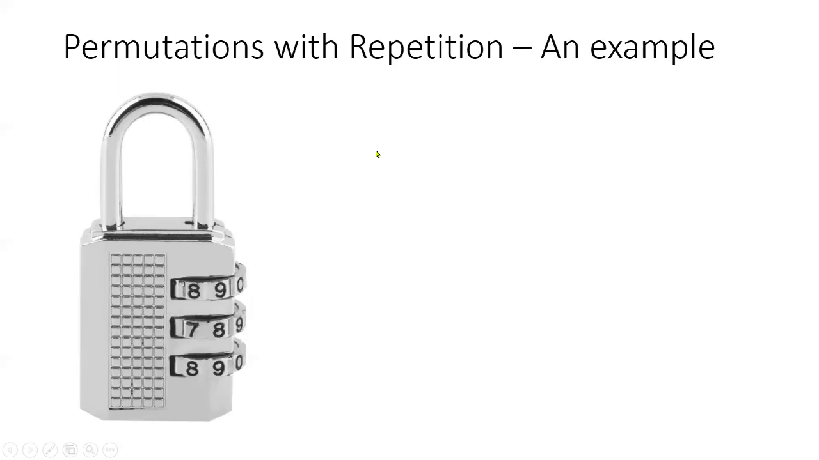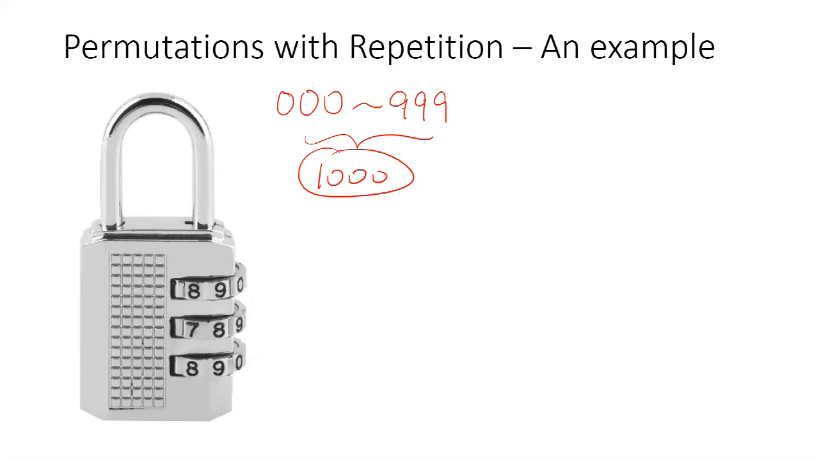Okay, any ideas? So an intuitive way to think about this, of course, the combinations come from 000 to 999. There should be 1,000 different combinations, right? So this is a first solution.